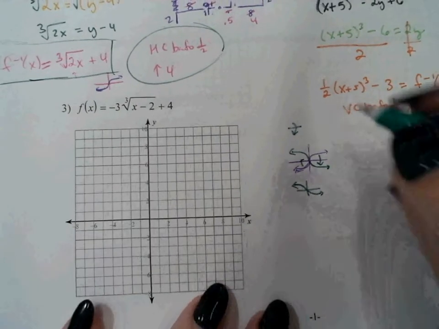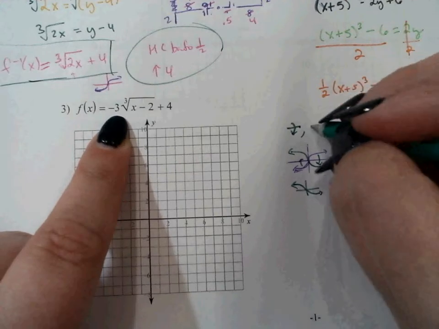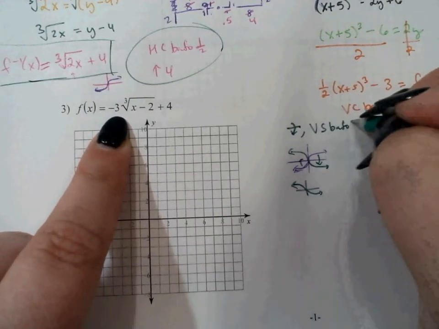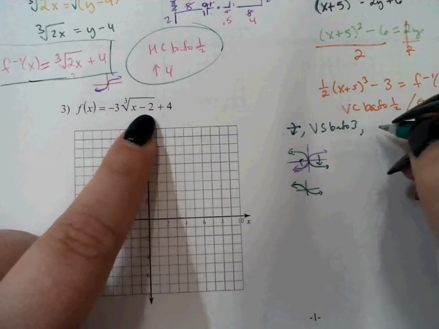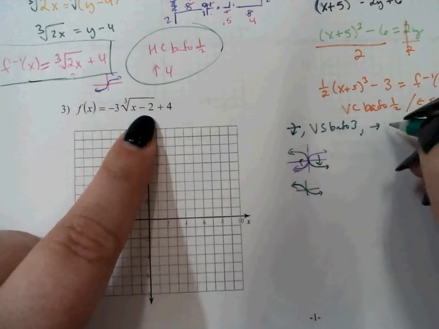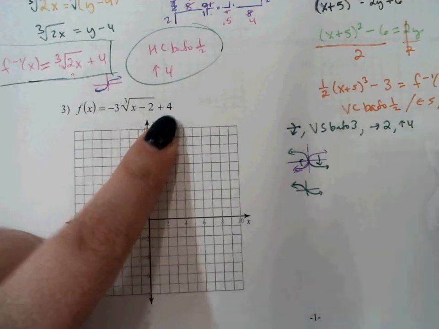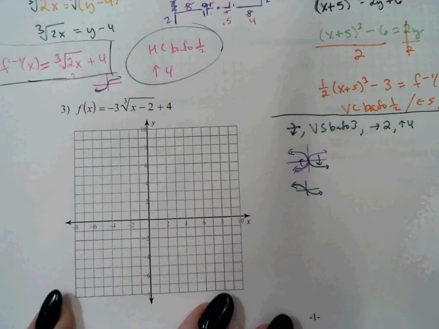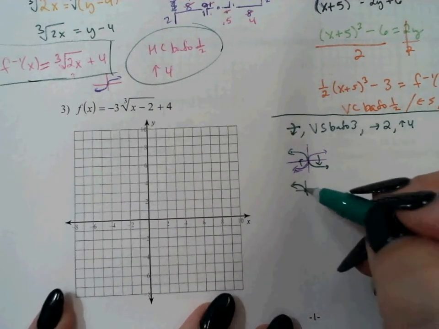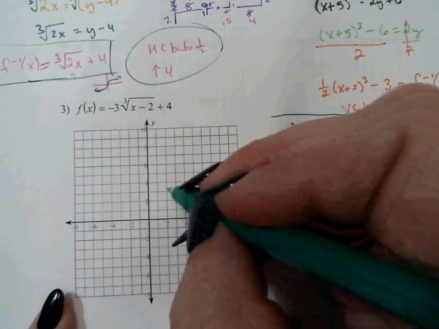As far as transformations go, we do have a flip over the x. The 3 is on the exterior, so that's a vertical stretch by a factor of 3. We've got minus 2 on the interior, which means go to the right 2, and then plus 4 on the exterior, which means up 4. So I know I'm going to take my cube root function that looks like this, and I'm going to shift it to the right 2 and up 4.